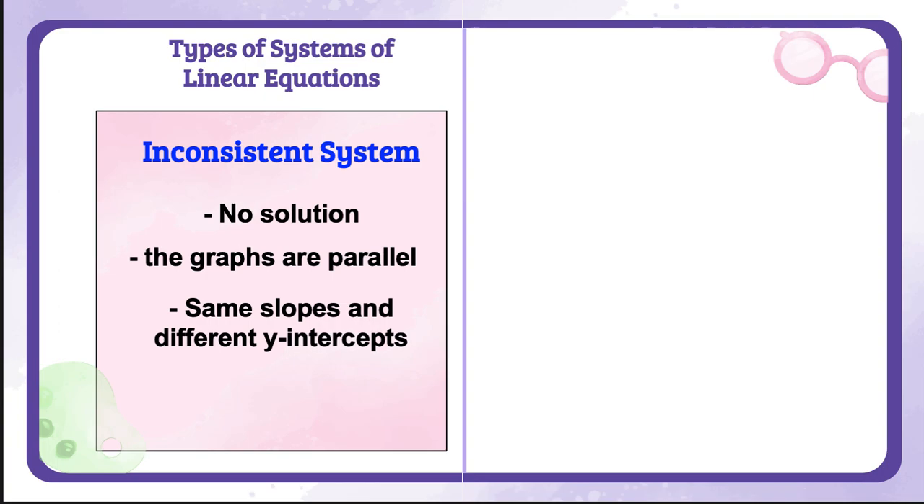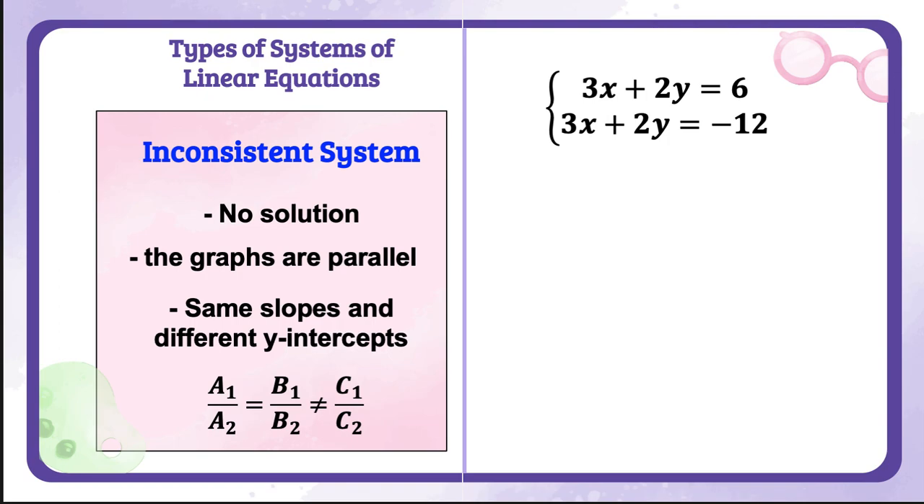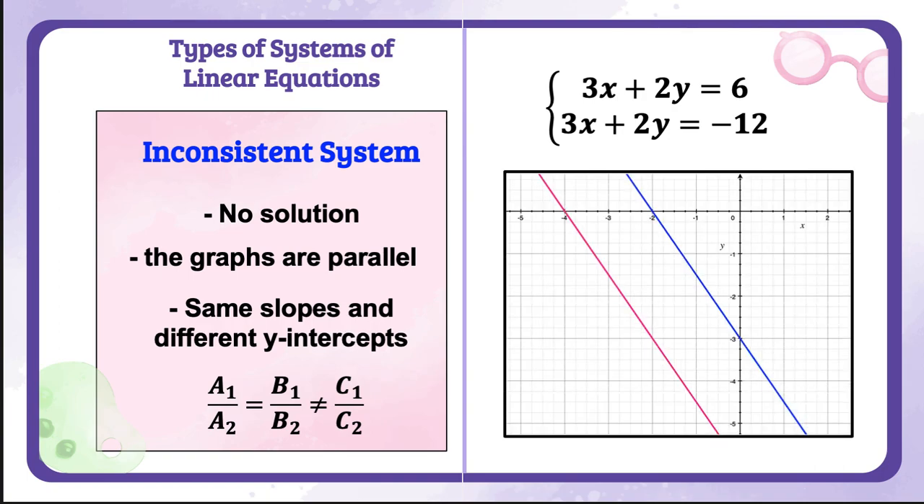And then we're going to use the form a sub 1 over a sub 2 is equal to b sub 1 over b sub 2, which is not equal to c sub 1 over c sub 2. So an example of this type of system is 3x plus 2y equals 6 and 3x plus 2y is equal to negative 12. If I'm going to graph it, the graphs will be parallel. So it has no solution. Therefore, it is an inconsistent system.